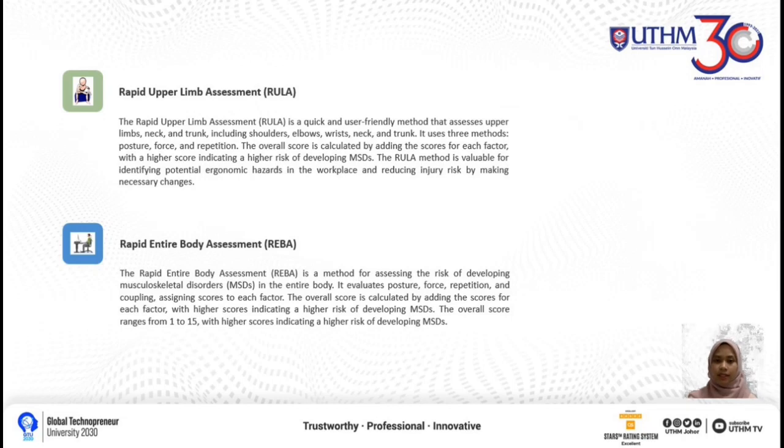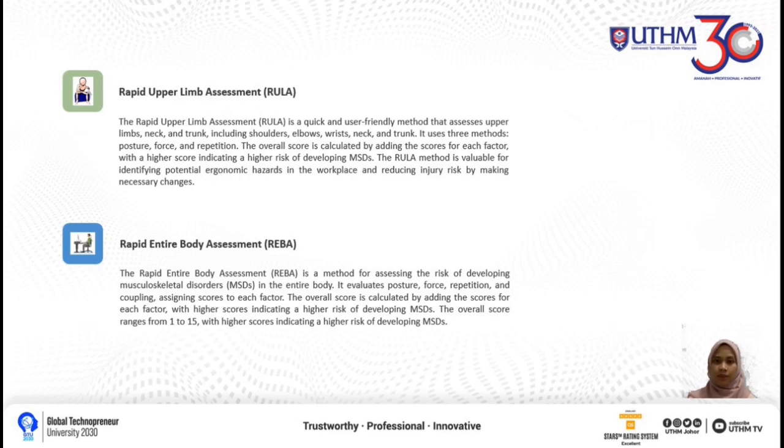First, rapid upper limb assessment. The rapid upper limb assessment is a quick and user-friendly method that assesses the upper limb, neck and trunk, including shoulder, elbow, wrist, neck and trunk. It uses 3 factors, which are posture, force and repetition. The overall score is calculated by adding the score for each factor, with a higher score indicating a higher risk of developing MSD. The RULA method is useful for identifying potential ergonomic hazards in the workplace and reducing injury risk by making necessary changes.